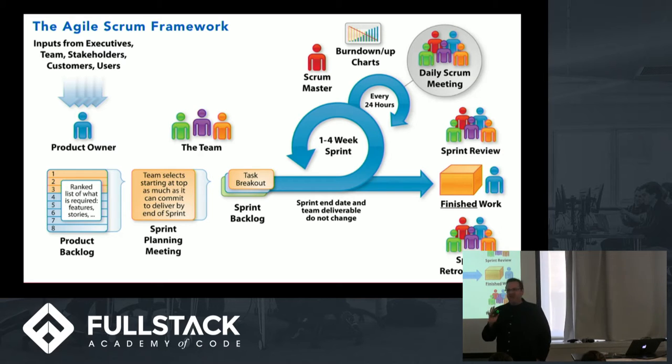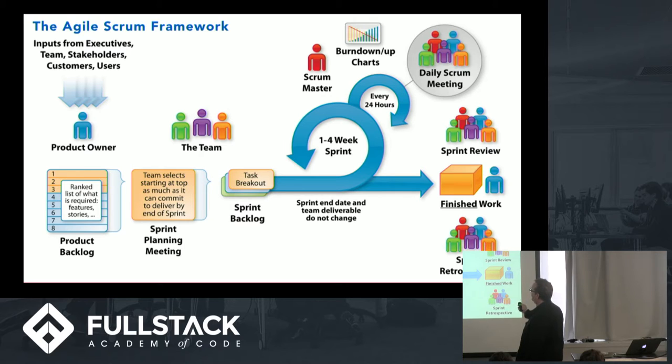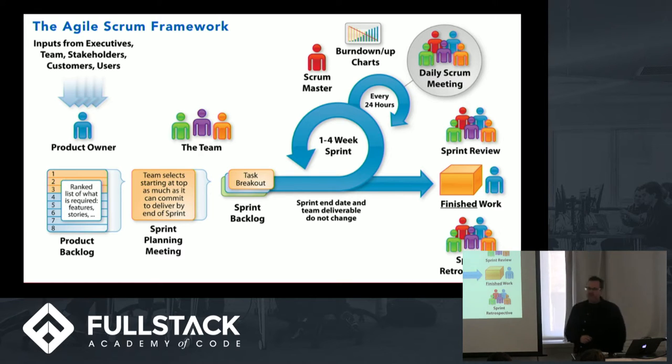Who can tell me the most common length of a sprint? 2 weeks, yeah. 1 week is too short. You're going to be spending half your life planning, and 4 weeks can get a little long. So 2 week sprints are pretty typical. So people work through the sprint every 24 hours, every day. There's a scrum meeting, a stand-up. And then at the end, there's some finished work that comes out. There's a review, and then there's a retrospective. And we'll be talking about all of these different elements, and particularly the team members.